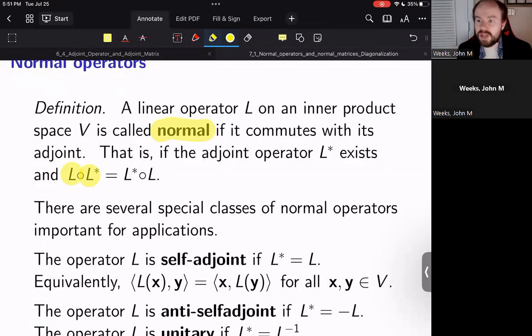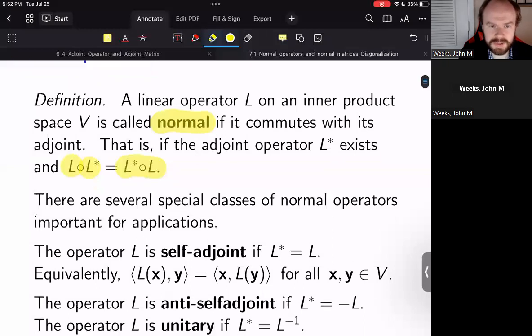In terms of looking at these as operators, hence functions, that sense of commuting becomes not multiplication, but composition. So that means that L composed with L star is the same as L star composed with L. These two things are able to go back and forth. If we write just the matrices of these two operators, then we can think of this as matrix multiplication and the ability for those two matrices to commute.